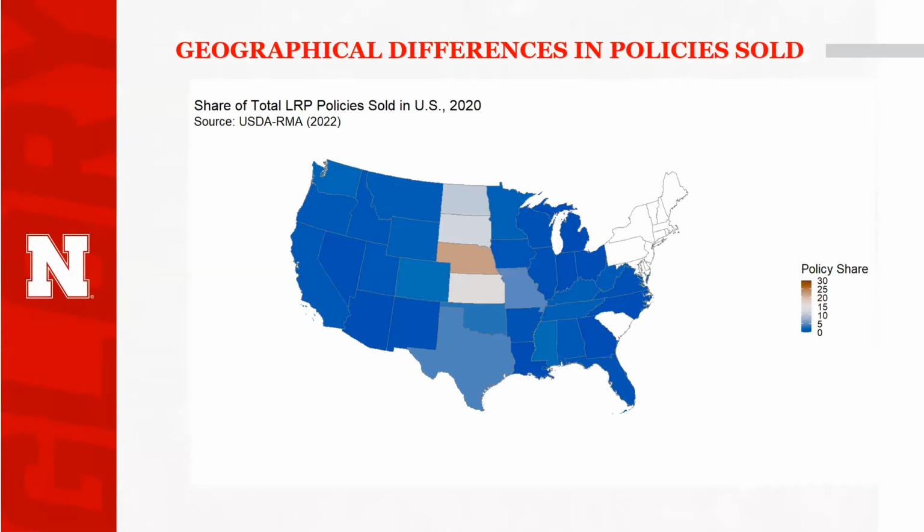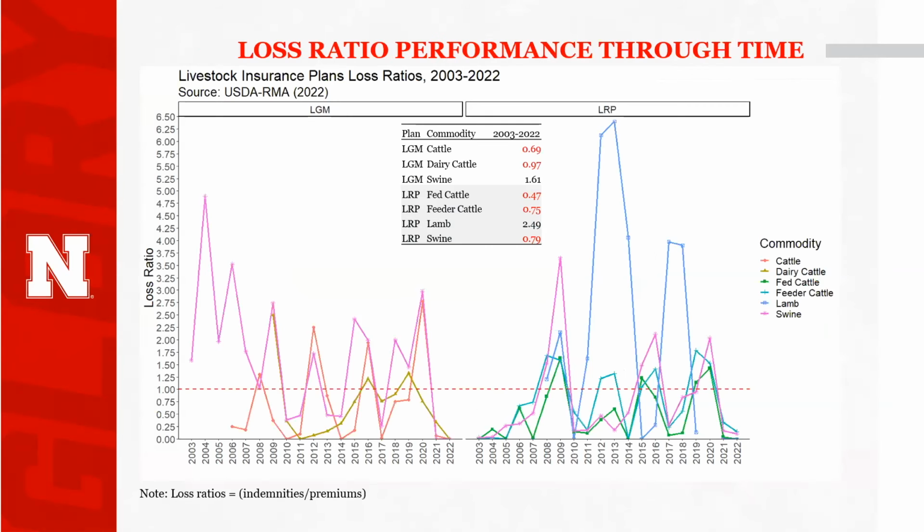So where are these policies actually sold? Nebraska is actually the largest user of LRP. I say that with a little bit of reservation, because prior to 2020 there wasn't a lot of use, but even with the added use, Nebraska still consists of about 15 to 20% of all LRP policies sold throughout the United States. And really what we're concerned about is that the performance of this insurance product benefits producers.